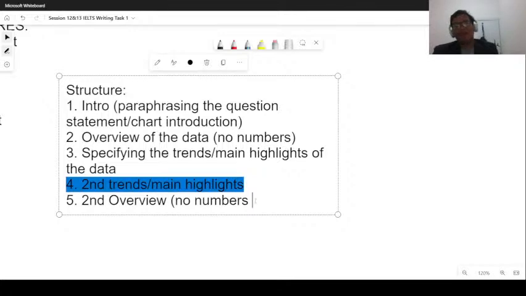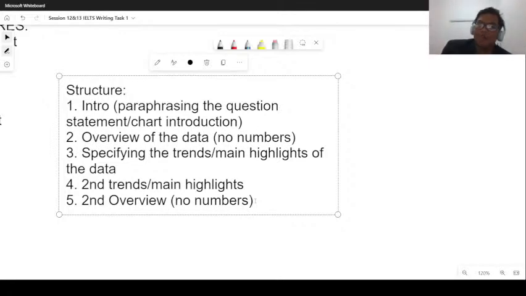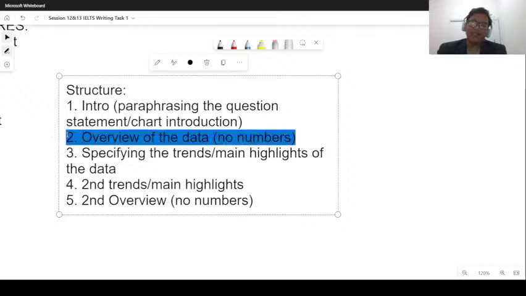And then in the fifth paragraph, you can kind of push for a fifth, maybe because you haven't reached 150 or you're not above 150 just yet, right? Then you can have a second overview here. It says no numbers, but if you ended up putting in numbers there as well, that's completely fine, right? So as long as you're not repeating what you said in paragraph two.